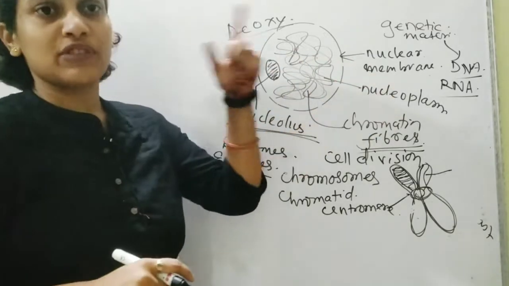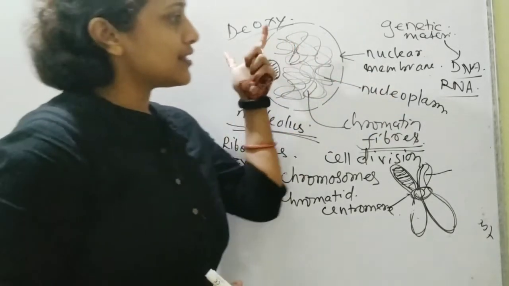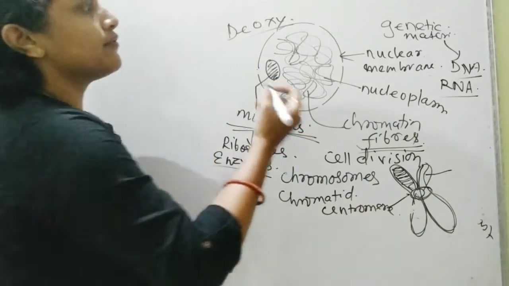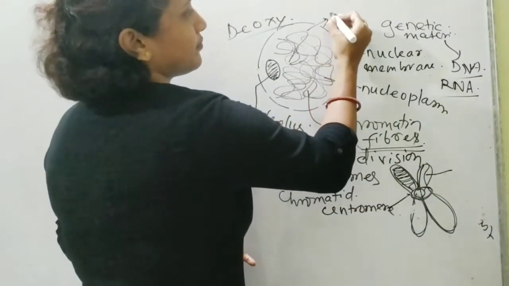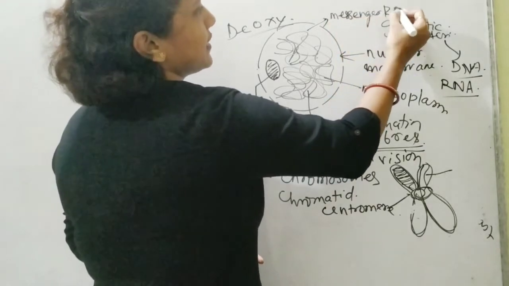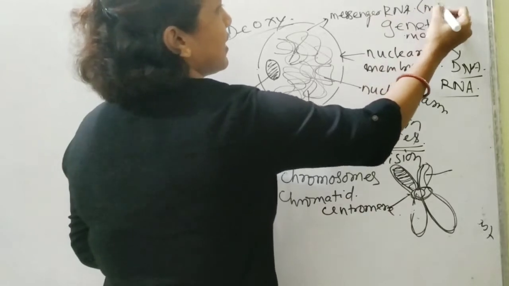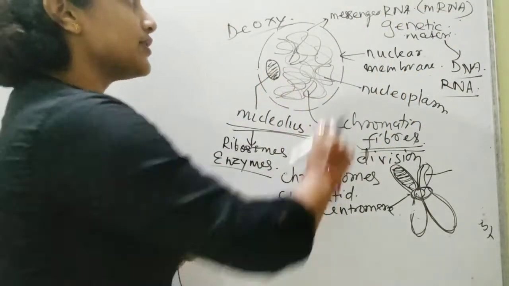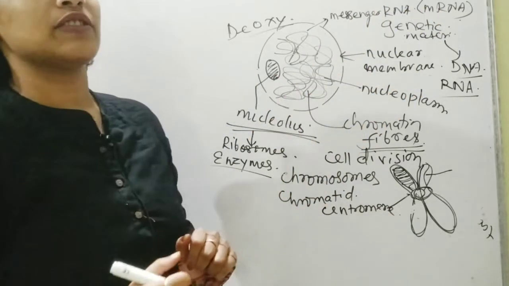Something has to come out, but what is that? Now using this genetic material, there is a process called transcription, by the help of which certain messenger RNAs have to be released into the cytoplasm. We call them the mRNA. After this transcription process, the mRNA is released directly into the cytoplasm.